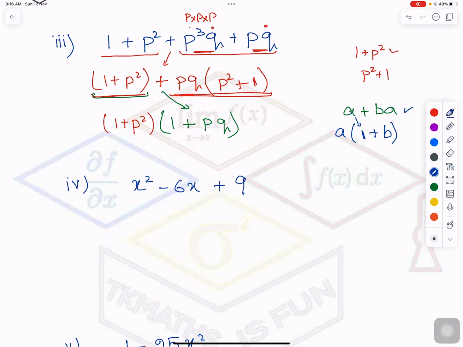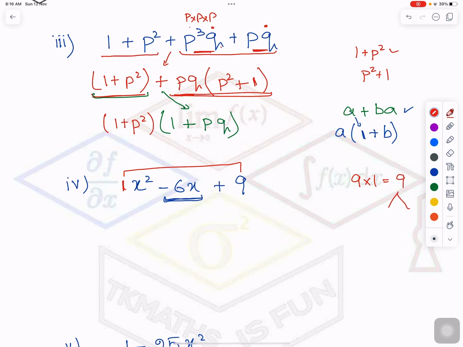In this case, what do you do? Now there are 3 terms. In this case, you have to break up the middle term, this term. Now what is the technique? Whatever is the coefficient here, right now it is 1 here, and this constant, you multiply them. So 9 times 1 is 9.